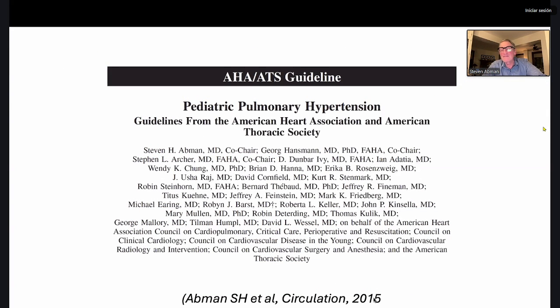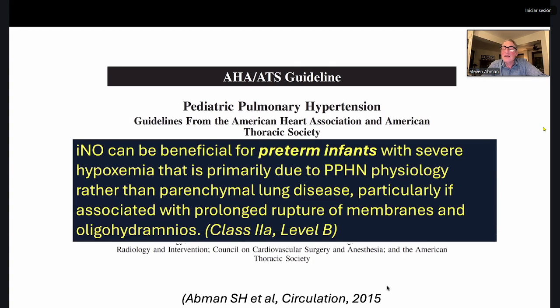And when we got together to develop guidelines, we were trying to be very careful. This is from the American Heart Association and American Thoracic Society. But we ended up making a group decision that we would support nitric oxide, because we said it can be beneficial for preterm infants with severe hypoxemic respiratory failure that's predominantly due to demonstrable PPHN physiology rather than parenchymal lung disease, particularly with prolonged rupture of membranes and oligohydramnios. And so that was the statement at the time.